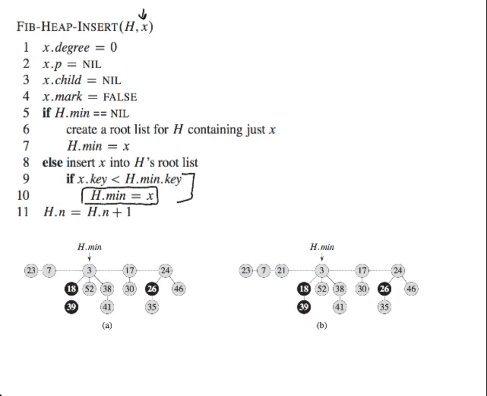Now, you can look at the figure. We're going to insert node 21. So we looked at the min node, it's not there, and so we simply insert it into the root list, and we're done. Constant time for insertion. And if we look at the amortized cost, so that's the actual cost.